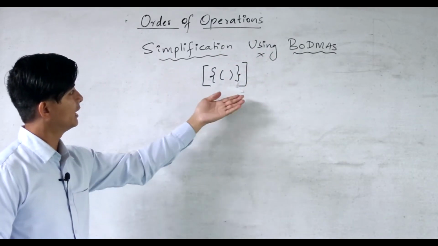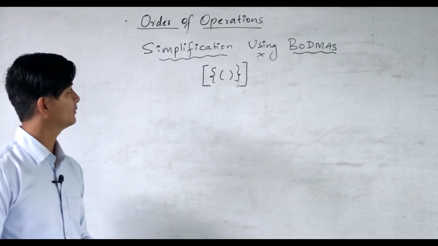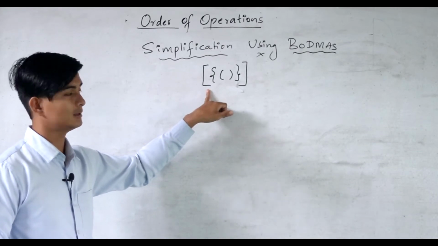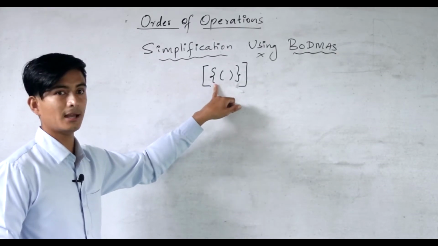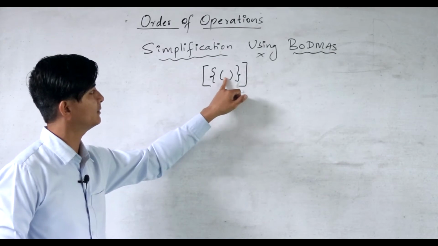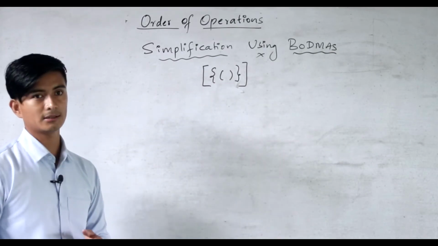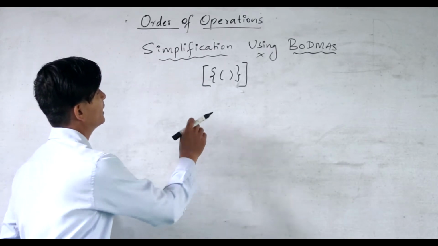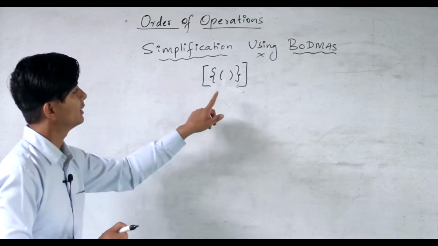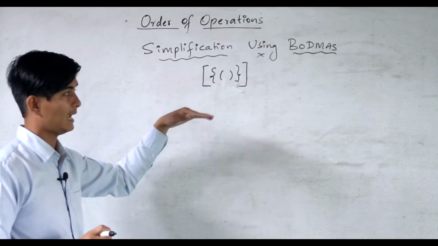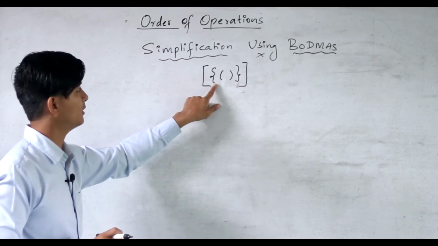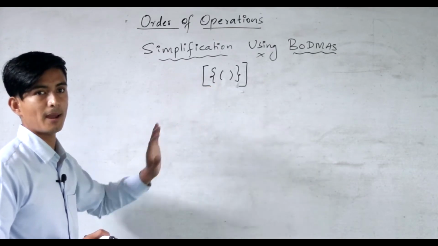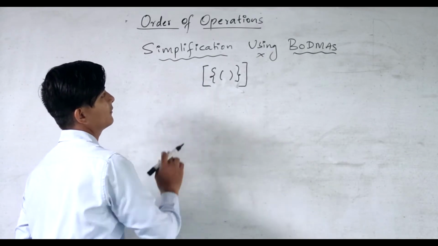Here we have got three brackets. The first one is this big bracket. Then we have a curly bracket, and in the middle a small bracket. First we have to do the operation with the small bracket, second with the curly bracket, and finally we have to deal with this big bracket.